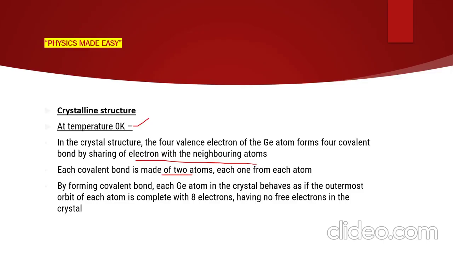By forming covalent bonds, each germanium atom in the crystal behaves as if the outermost orbit of each atom is complete with 8 electrons, and they have no free electrons because they create a bond by sharing, and there must be 8 electrons in the last shell.